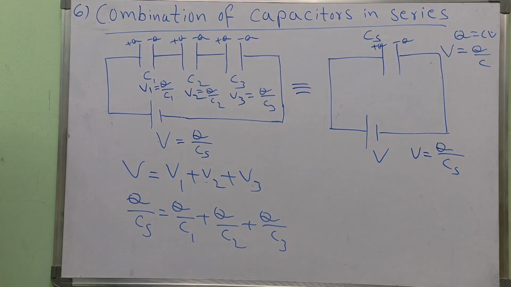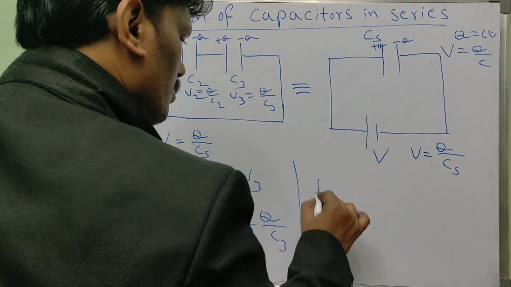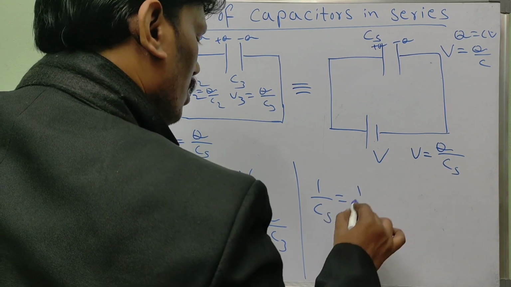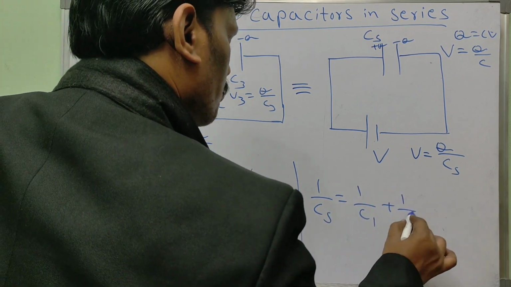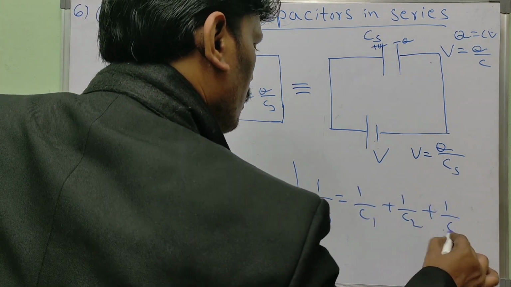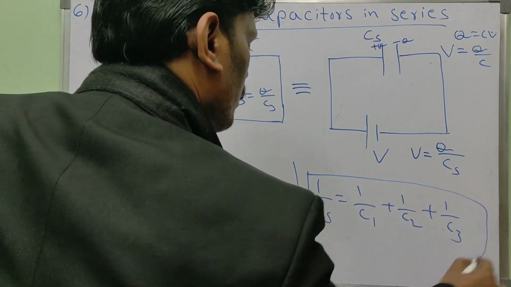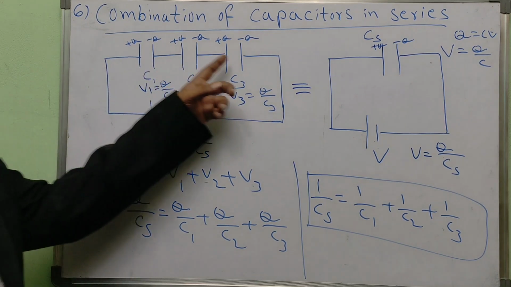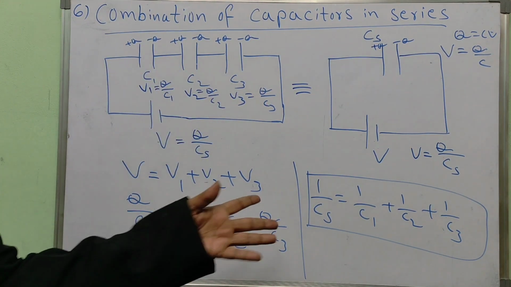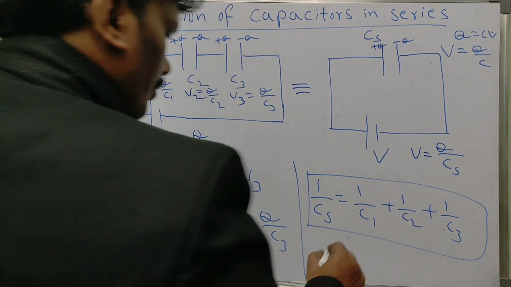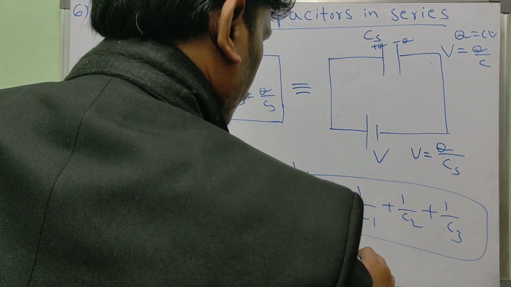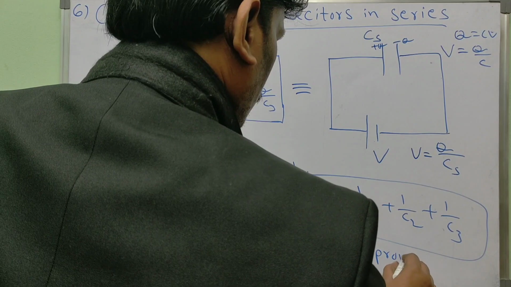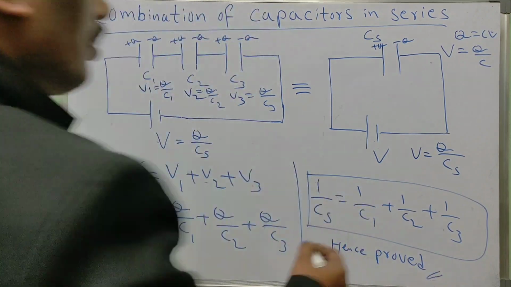Finally, take the Q common from the right hand side and cancel out both sides. Then what remains? 1 by CS is equal to 1 upon C1 plus 1 upon C2 plus 1 upon C3. This is the equivalent capacitance formula when three capacitors are connected in series. Hence proved. Note down, students.